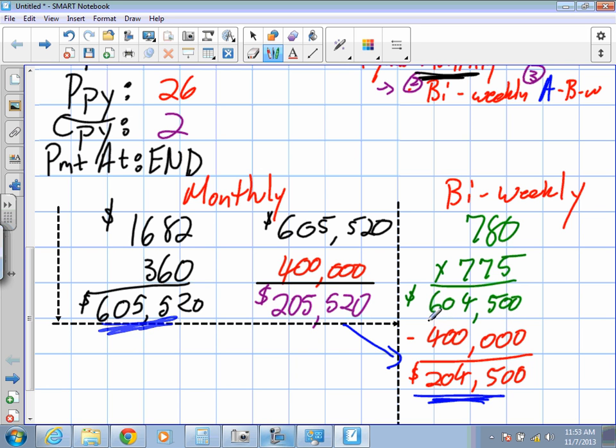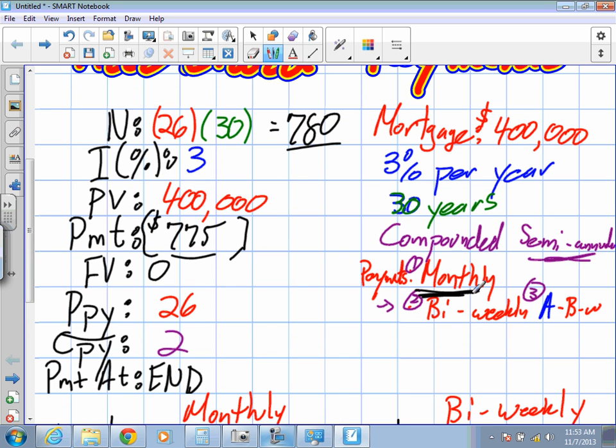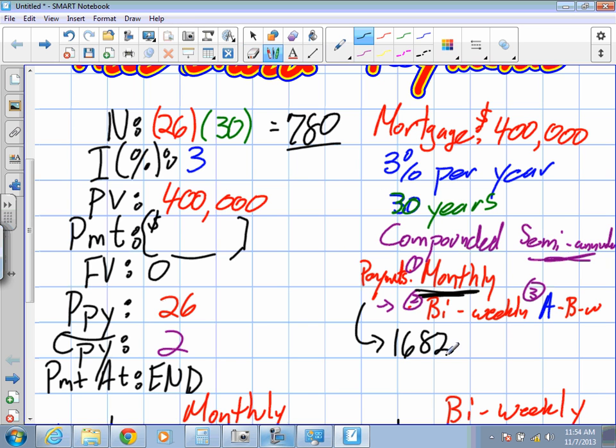But accelerated biweekly is a little bit different. For accelerated biweekly, we take our monthly payments, which were originally $1,682. Instead of recalculating it this way, we actually put in our payments. We take this value and we divide it by 2. Okay? When we divide that by 2, we're going to get 841. So $841. So we've decided to pay $841 every time.